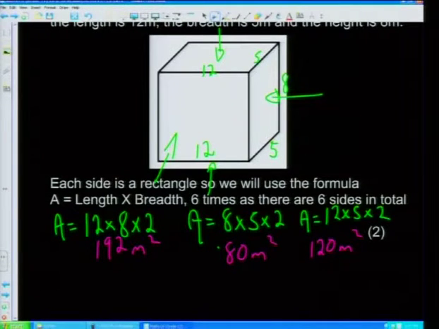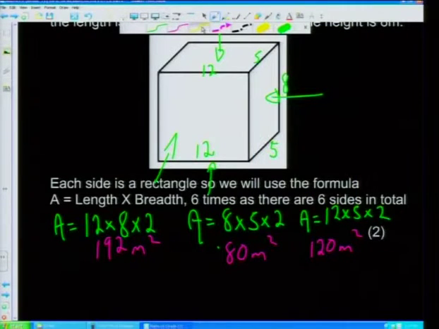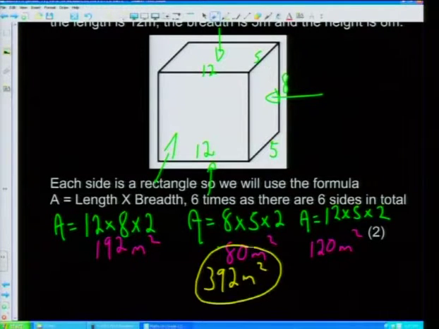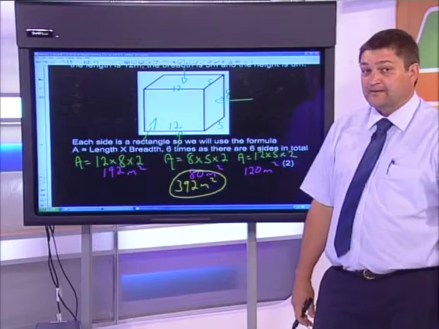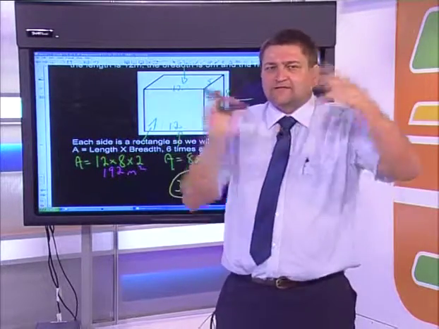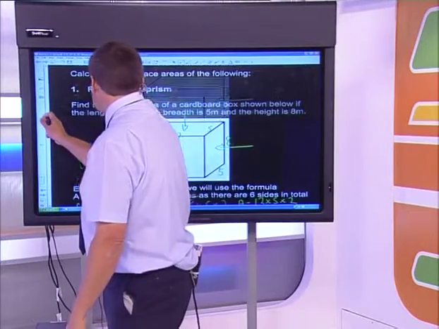Okay, so what do we do? We now add that up. And we say, right, we've got 120, we're going to add 80 meters squared to that. We're going to add 192 meters squared. And our final answer, 392 meters squared. That is our final answer. Okay? Wasn't hard, guys. It looked complicated, but all we've done is just added the little bits. Fantastic. Any questions while I think of moving on?